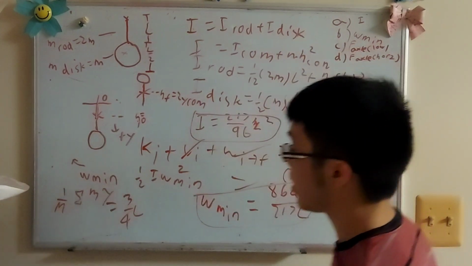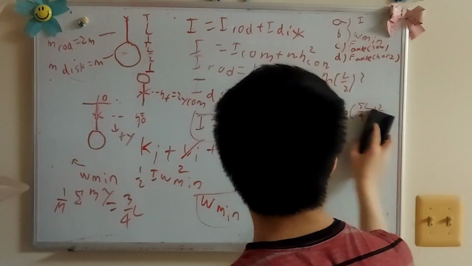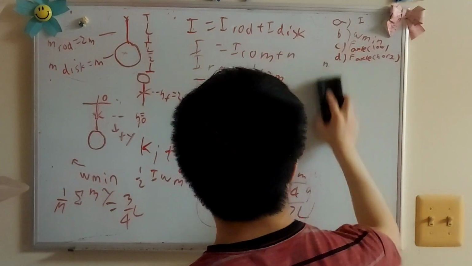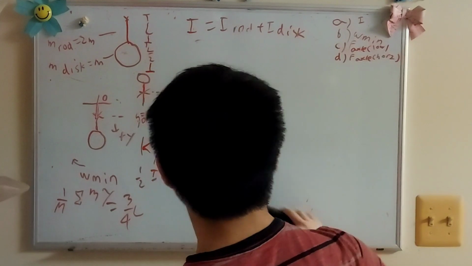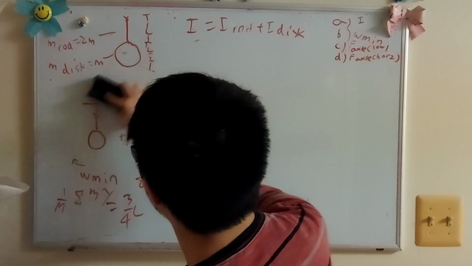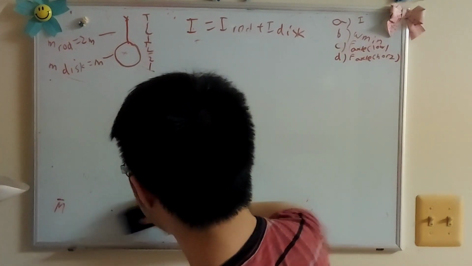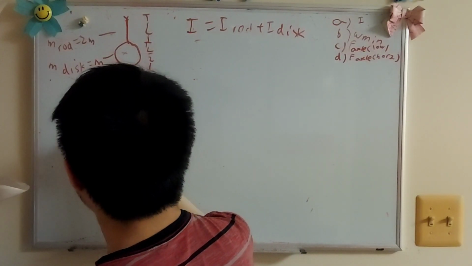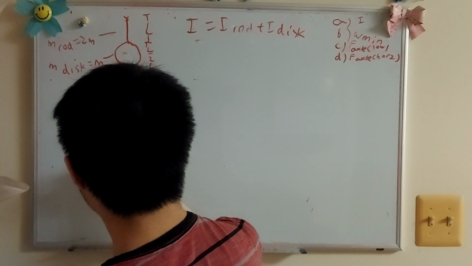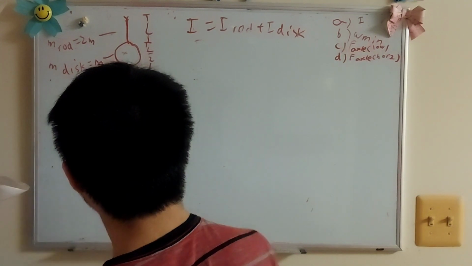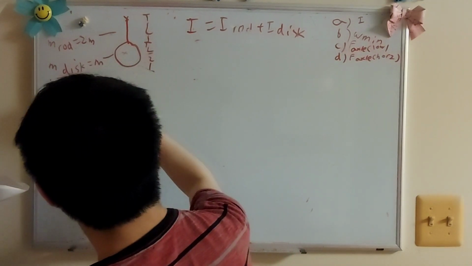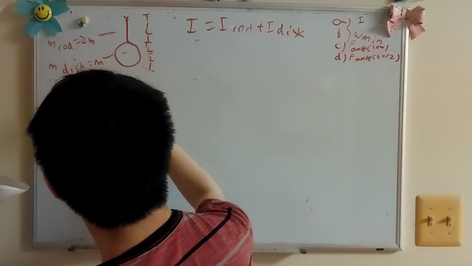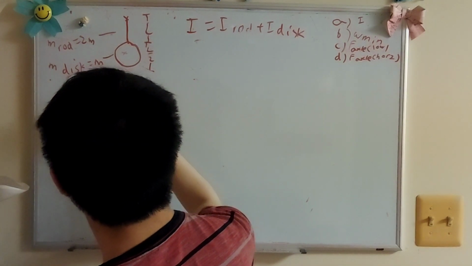Part C asks us to find the force of the axle when it's at its lowest point. Let's draw a free body diagram. There's going to be gravity acting on its center of mass. This is the axle. We don't know where the force of the axle is pointing, so we need to use trig to find its x and y components.